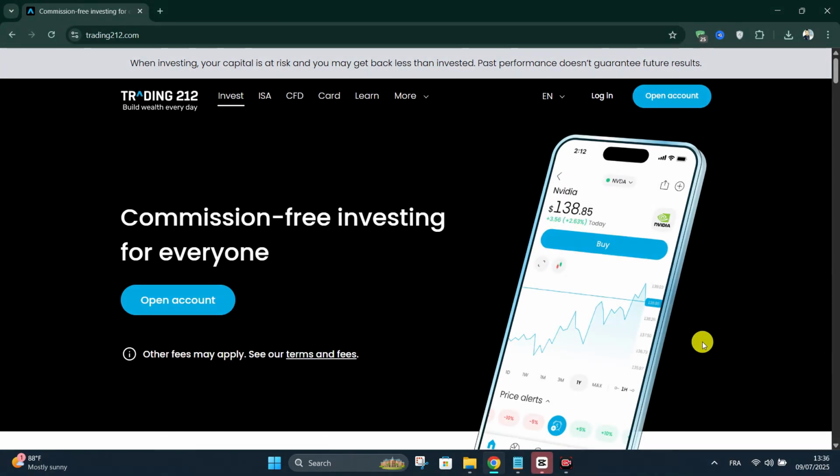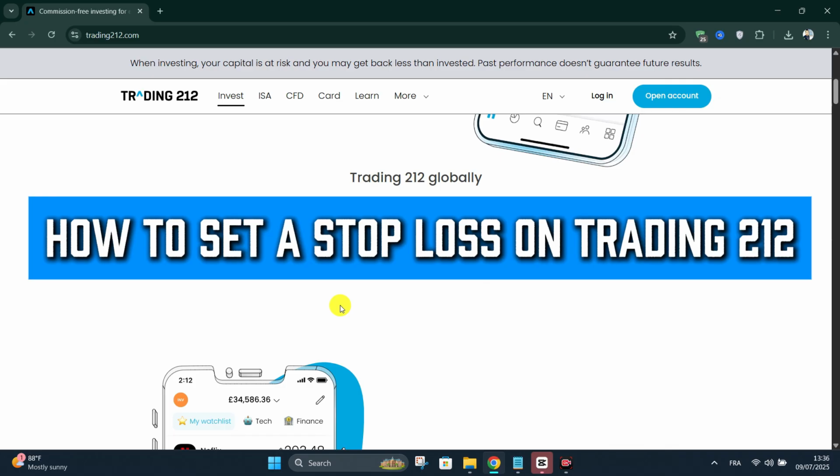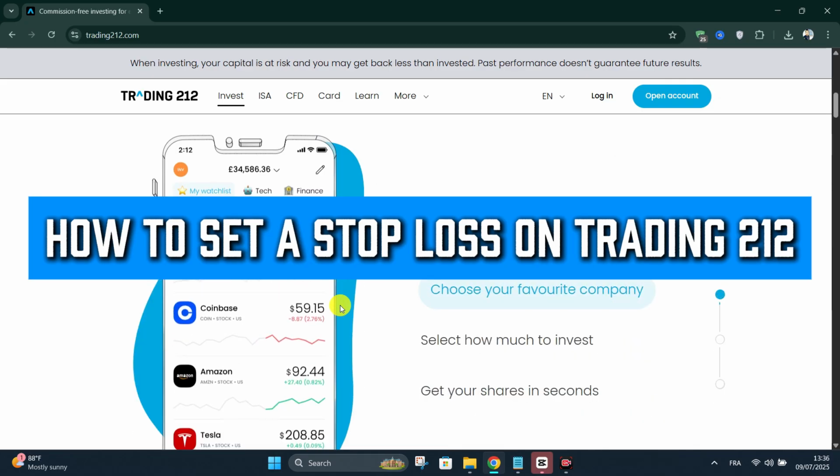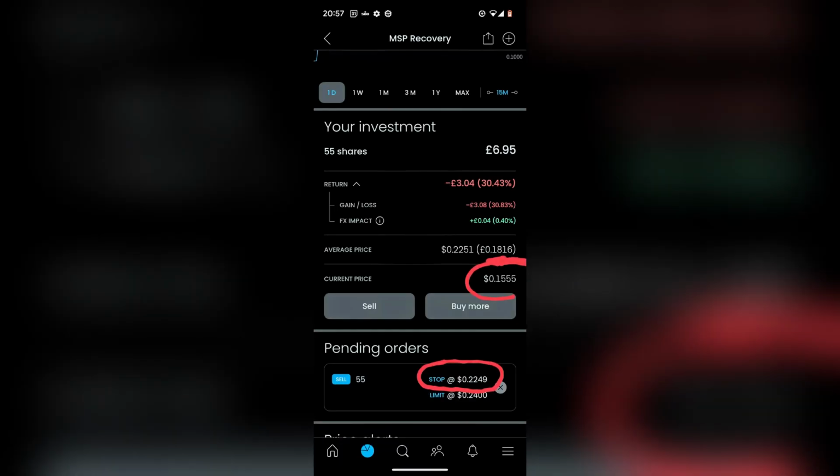Hey everyone! In this quick guide, I'm going to explain why your stop loss on Trading 212 might not be working, and how to set it up the right way so you don't miss out on protecting your investments. So let's say you're trying to place a stop order and it's not triggering as expected. One common reason is that it might not be set up correctly.